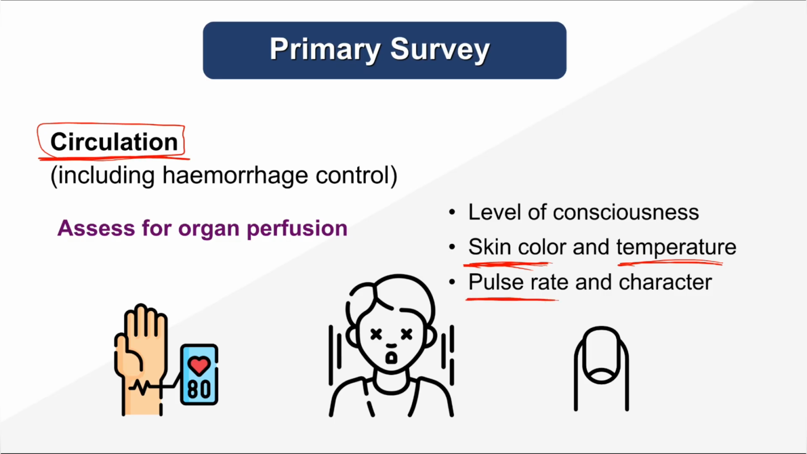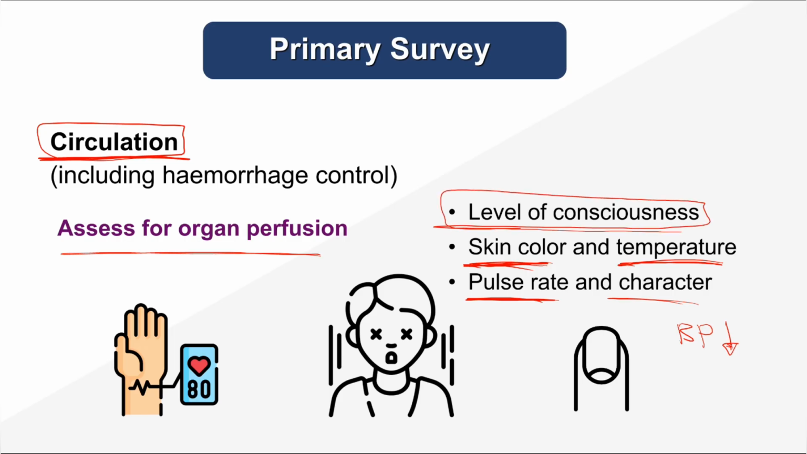The pulse rate will increase. The character will be a very thready, very weak pulse. The blood pressure goes down, especially in late shock. So you have to assess organ perfusion. If the patient has a decreased level of consciousness or is anxious, mostly there might be a lot of bleeding. So the first thing with the assessment is that you have to control any obvious hemorrhage. Obvious hemorrhage means external hemorrhage.